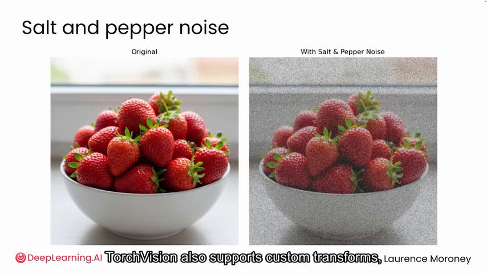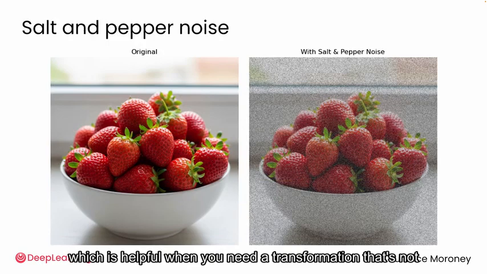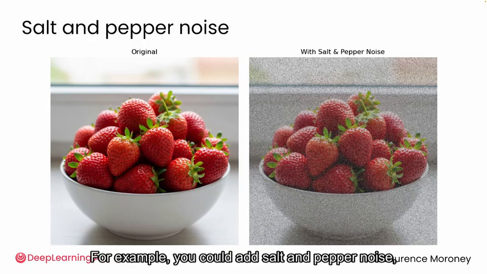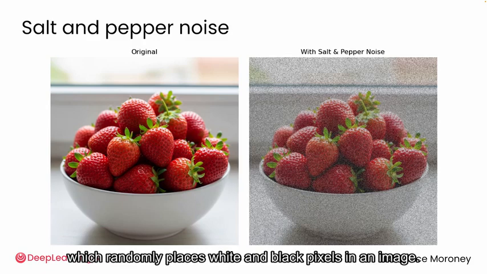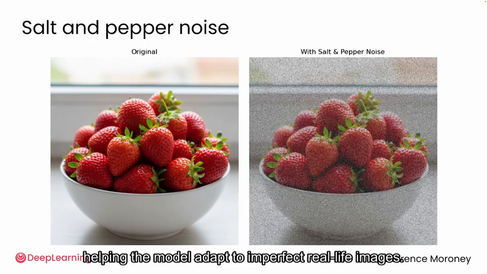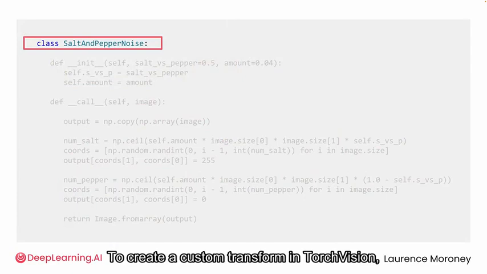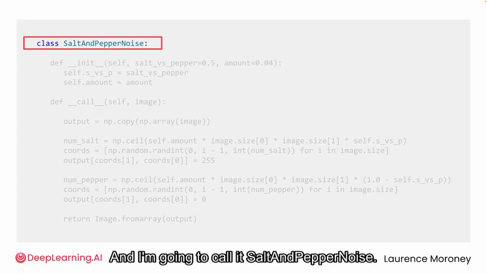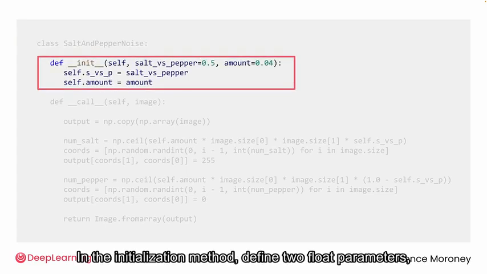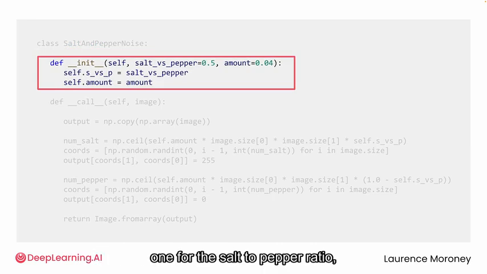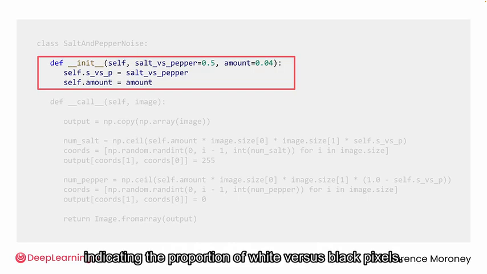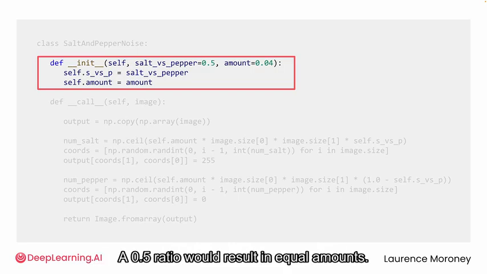TorchVision also supports custom transforms, which is helpful when you need a transformation that's not built in. For example, you could add salt and pepper noise, which randomly places white and black pixels in an image, and this simulates a grainy photo, helping the model adapt to imperfect real-life images. To create a custom transform in TorchVision, you'll define a new custom class, and I'm going to call it SaltAndPepperNoise. In the initialization method, define two float parameters, one for the salt to pepper ratio, indicating the proportion of white versus black pixels, a 0.5 ratio would result in equal amounts, and the other for the total noise amount, which controls how much of the image is affected.